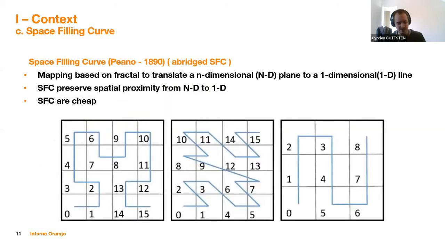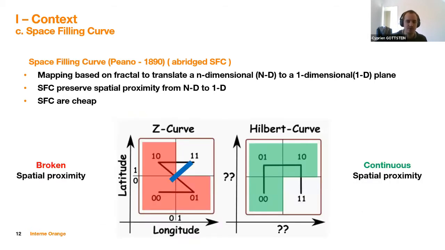Now, space filling curves. Space filling curves are mappings based on fractals to translate a multi-dimensional space to a single dimension line or curve. Space filling curves are cheap to compute, so this is why we use them, and they are used in ISP because of their ability to preserve spatial proximity from multiple dimensions to the single dimension. And the way they do so is a matter of ordering, of how the curve will actually travel through the space to map the plane, the multidimensional plane.